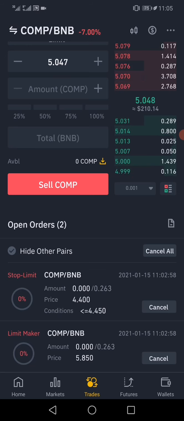So basically, this is how you can use the Binance Trading app for setting up your orders and how you can use them to minimize your losses and maximize your profits.